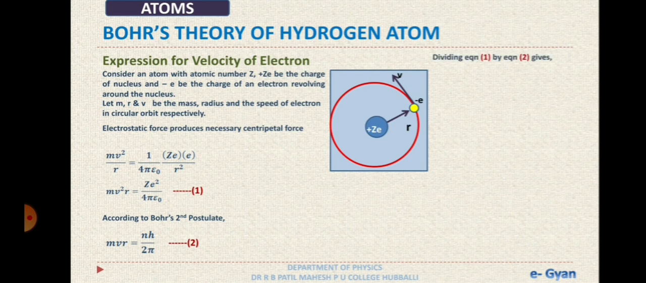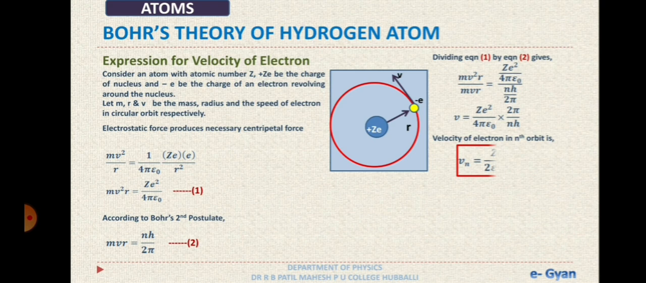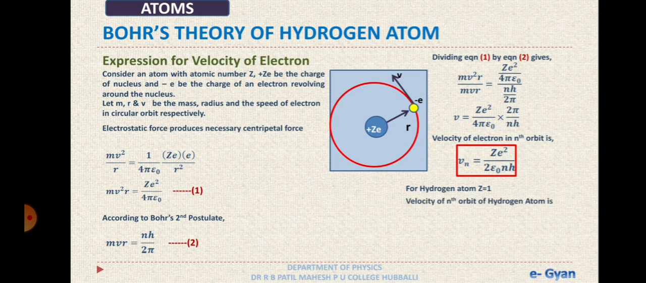If we divide equation 1 by equation 2, we get mv square by r divided by mvr is equal to Ze square upon 4 pi epsilon naught divided by nh upon 2 pi. On simplification, we get the expression for velocity as Vn, that is the velocity of an electron in the nth orbit, is equal to Ze square divided by 2 epsilon naught nh. Thus, for the hydrogen atom, where the atomic number Z is equal to 1, the velocity of the electron in the nth orbit is Vn is equal to e square divided by 2 epsilon naught n into h.